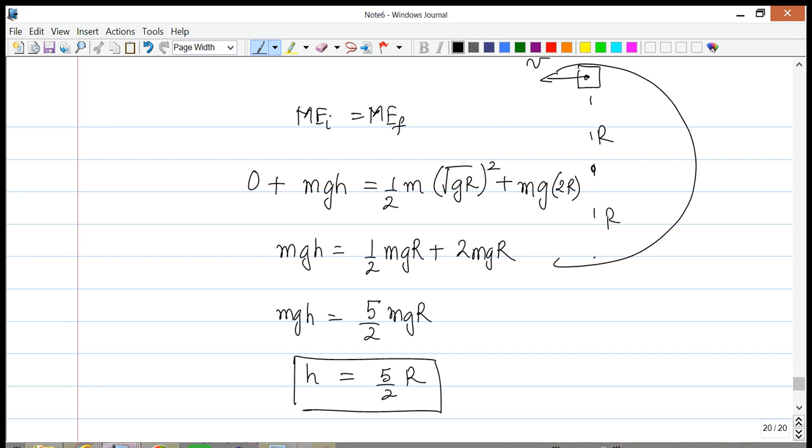Now of course we are assuming that there is no friction and all that, but in that case the minimum height with which you must release this object at rest so that it completes the loop is going to be 5/2 r.